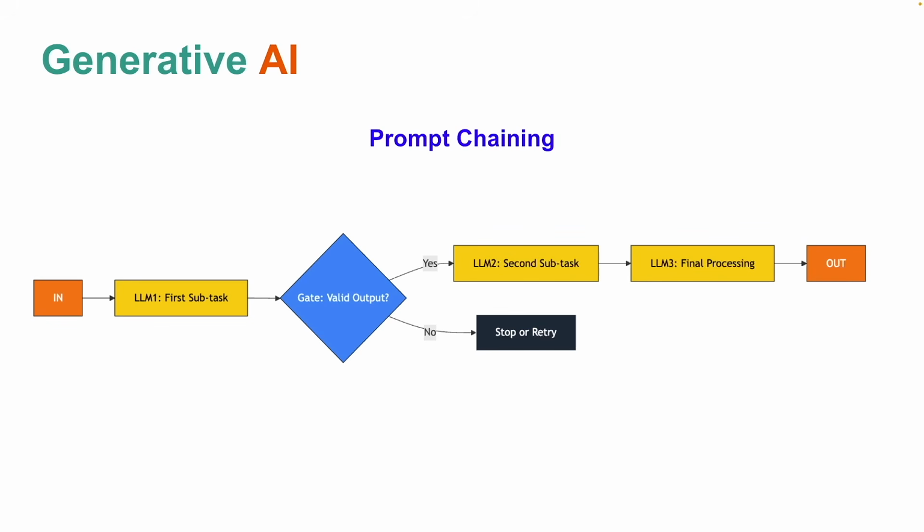The workflow of prompt chaining will look like this. From one point, you are sending an input to your model. Here is the first LLM.